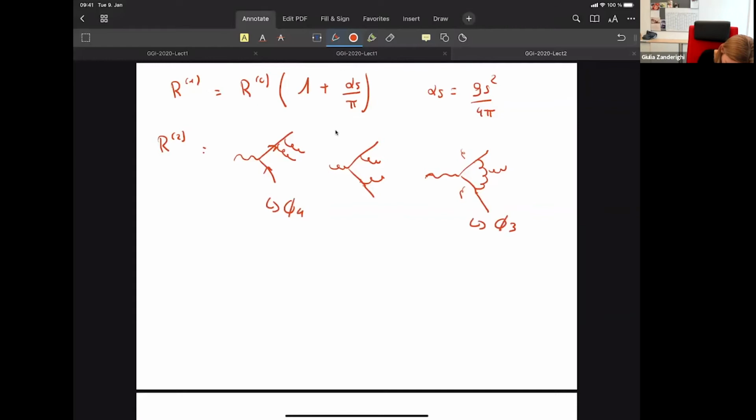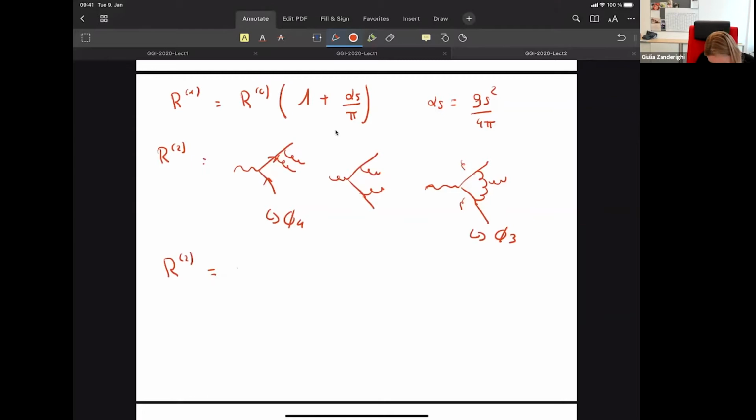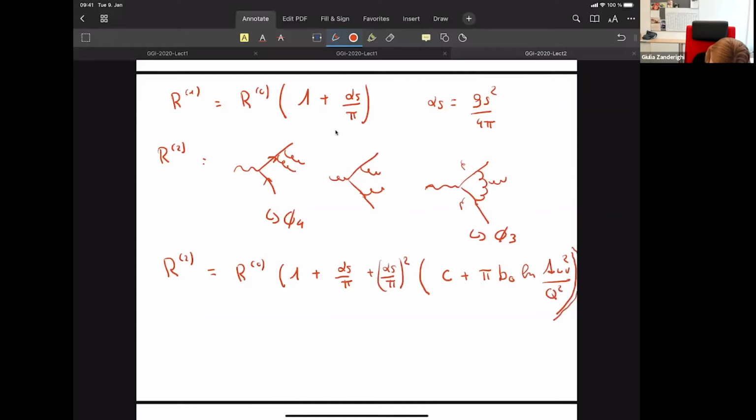Let me just tell you what the result is. If you do this brute force calculation, what you get has this form: alpha s over pi, and then alpha s over pi squared, a coefficient that is irrelevant, and then something of this form, pi b0, log of lambda ultraviolet over q squared. So this result tells you that when you do a second order calculation brute force like that, the result you obtain is not finite. It has an ultraviolet divergence. You have to introduce an ultraviolet cutoff, and your result depends explicitly on it.